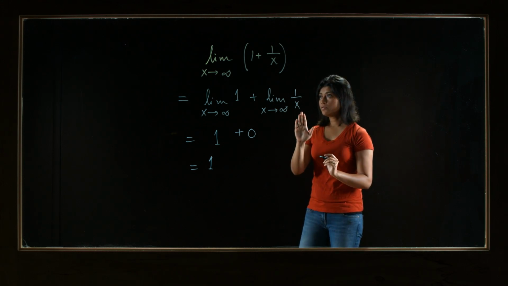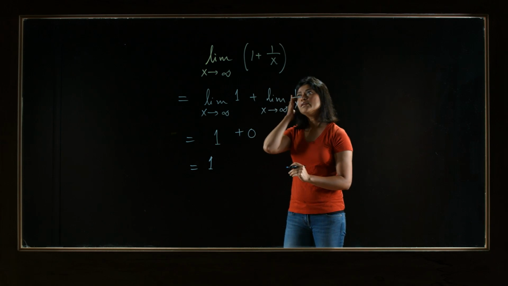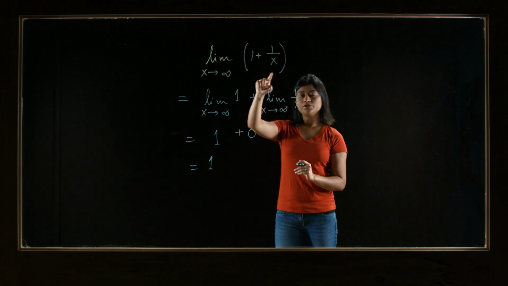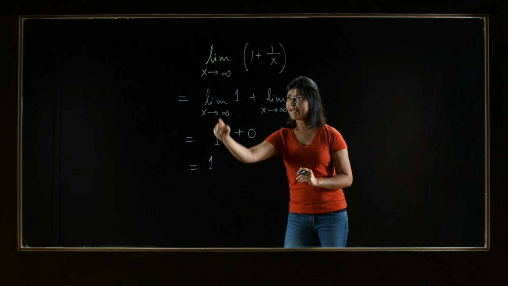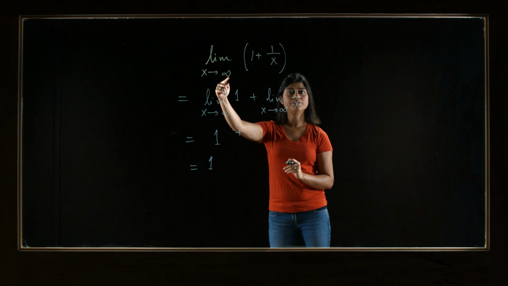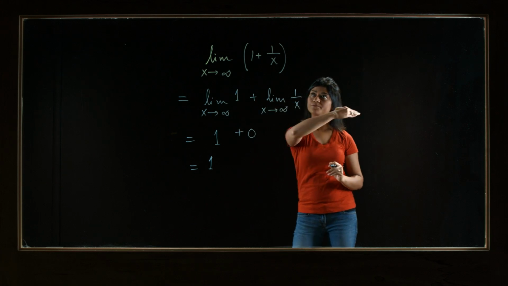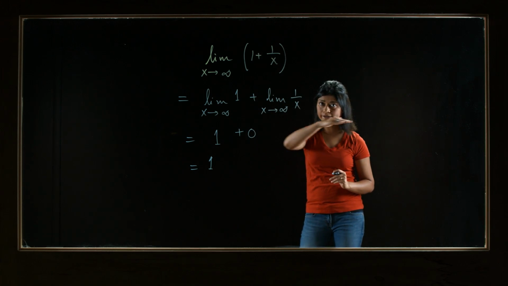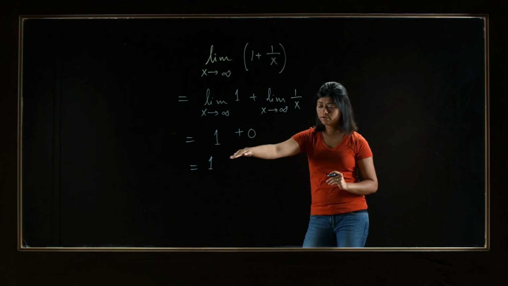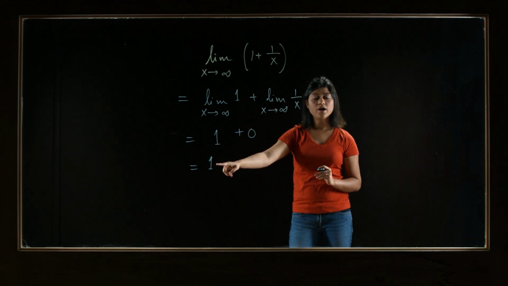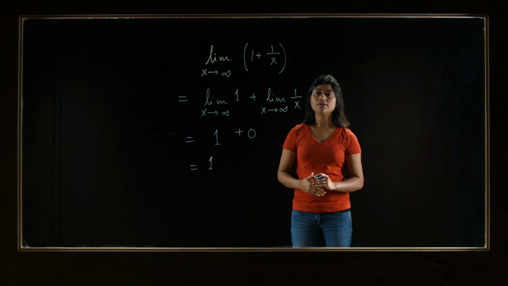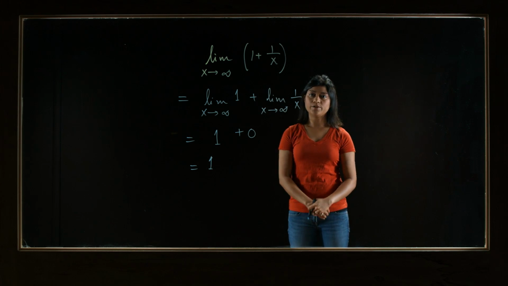Just note what this really means is that this function is approaching 1 as x is approaching infinity. So, x is approaching infinity, the function is approaching the line y equals 1, which means y equals 1 is actually a horizontal asymptote to this function as well.